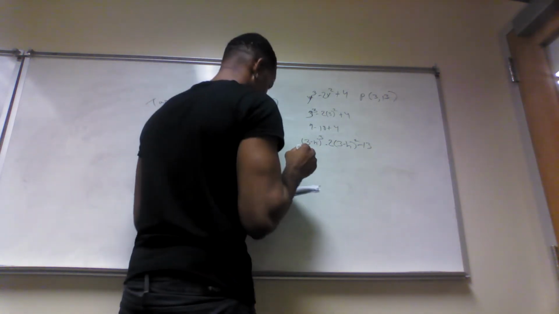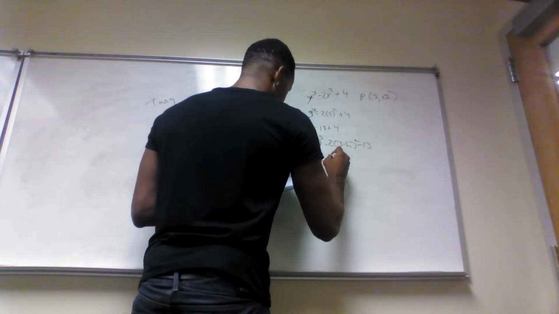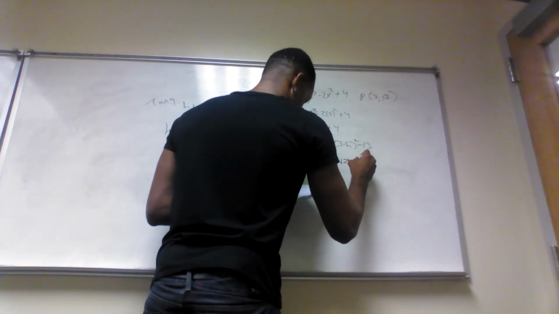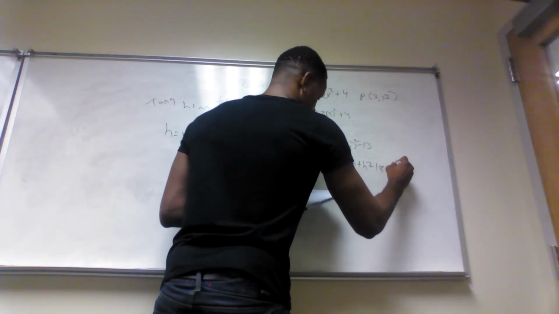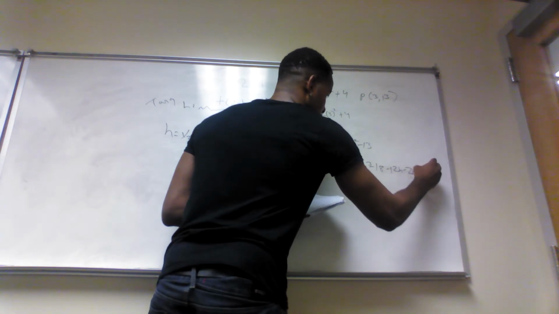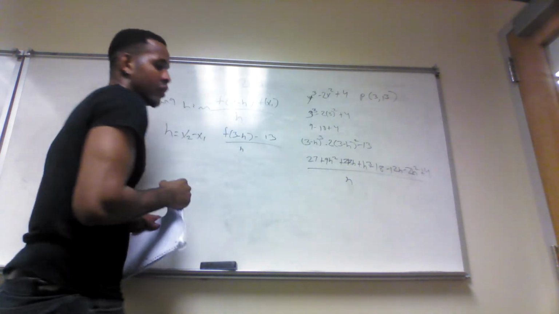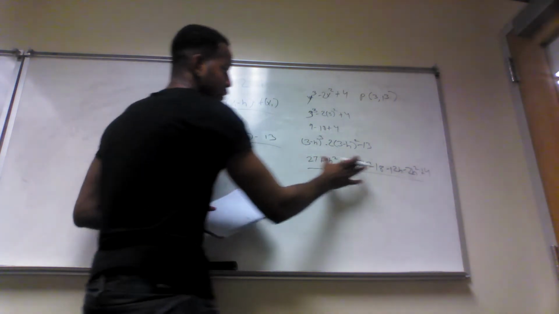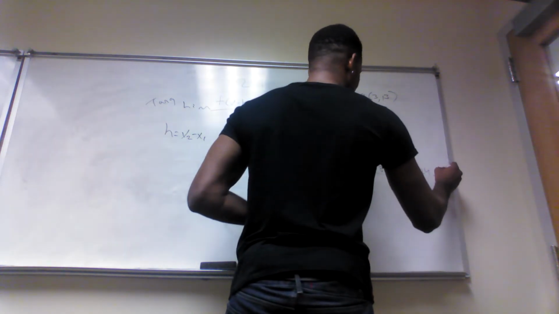And that's going to give us 27 plus 9h squared plus 27h plus h cubed minus 18 minus 12h minus 2h squared plus 4, and this is going to be all over h. So we go back and plug that in. We know we have some common factors, so we're going to cancel some of them out. And let's not forget, we still have the 13 at the end.